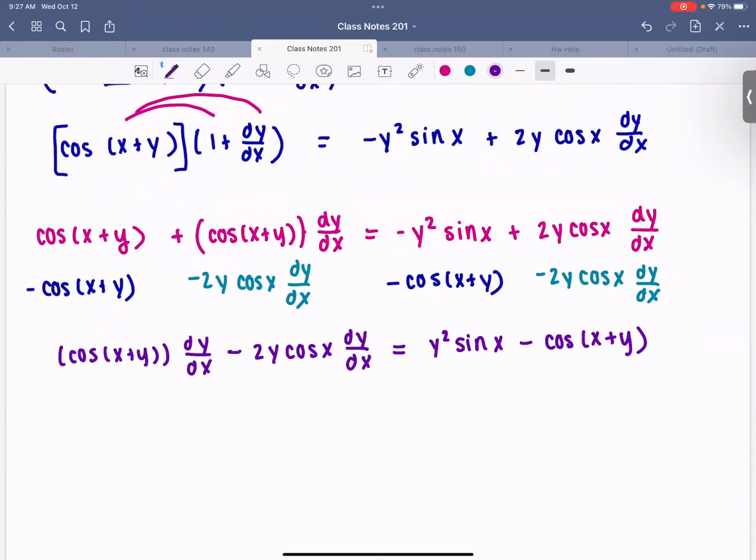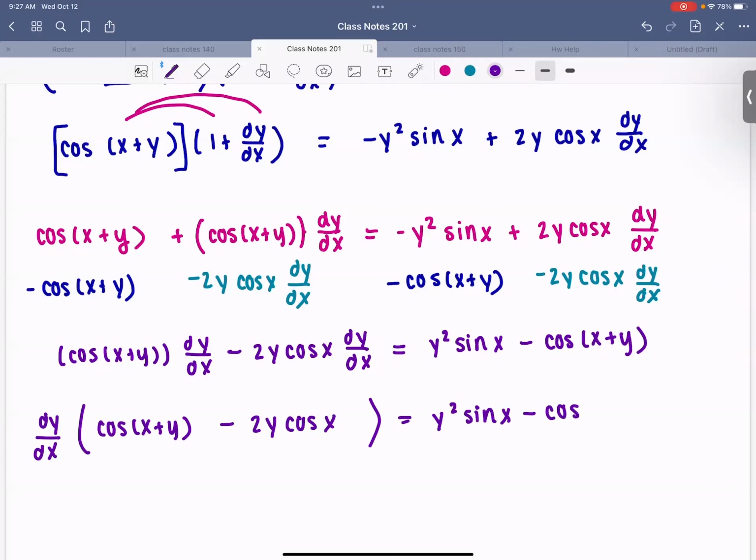What's our next step? Factor out the dy dx, right? That's what we're looking for. So dy over dx being factored out. What goes on the inside of my parentheses here? Cosine x plus y minus 2y cosine x. Perfect. Cosine x plus y minus 2y cosine x. The right side stays the same. And if you want to just skip some steps while I'm writing, that's also fine. Give your hand a break.